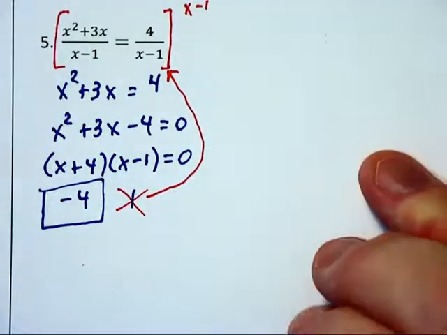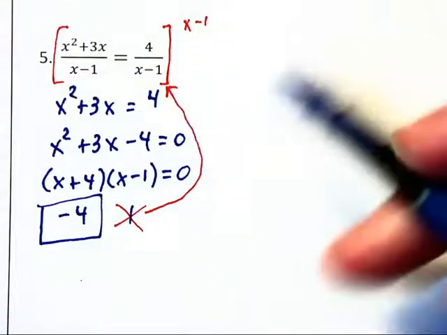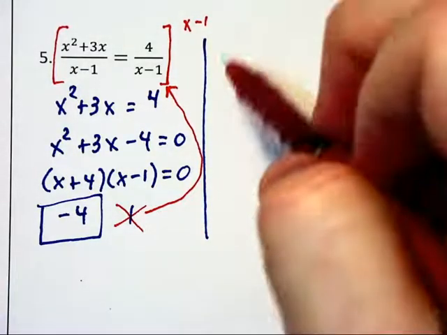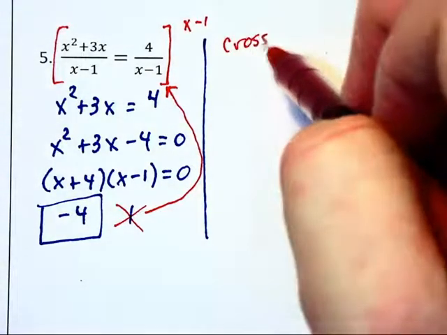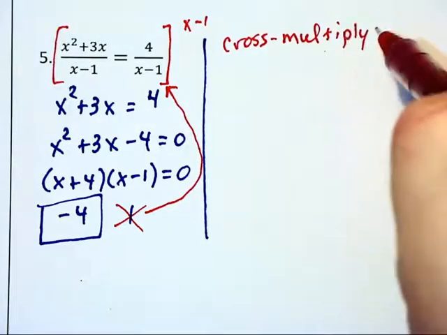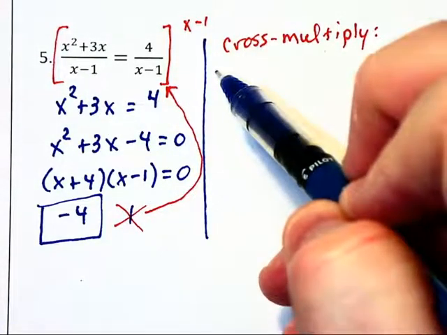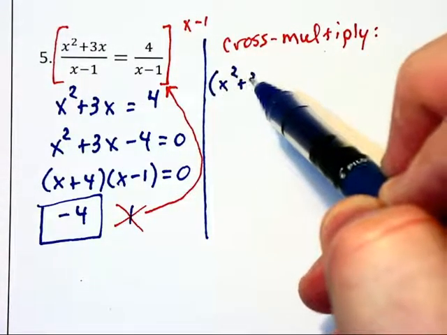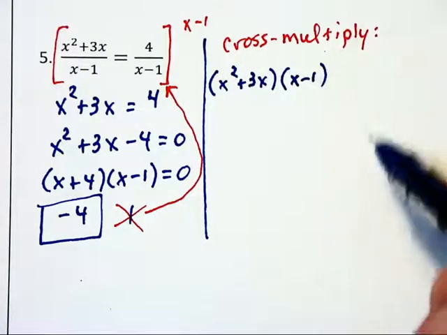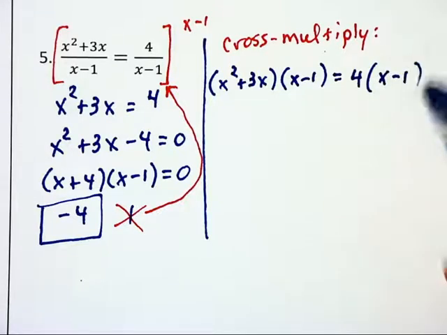But let's look at this problem a slightly different way. When you have a proportion, fraction equals fraction, you are used to cross-multiplying. So let's take a look at this problem if we were to have cross-multiplied instead of multiplying through by the least common denominator. We would have had on the top left x squared plus 3x multiplied by the x minus 1 in the bottom right corner equals the product of the other diagonal, 4 times x minus 1.